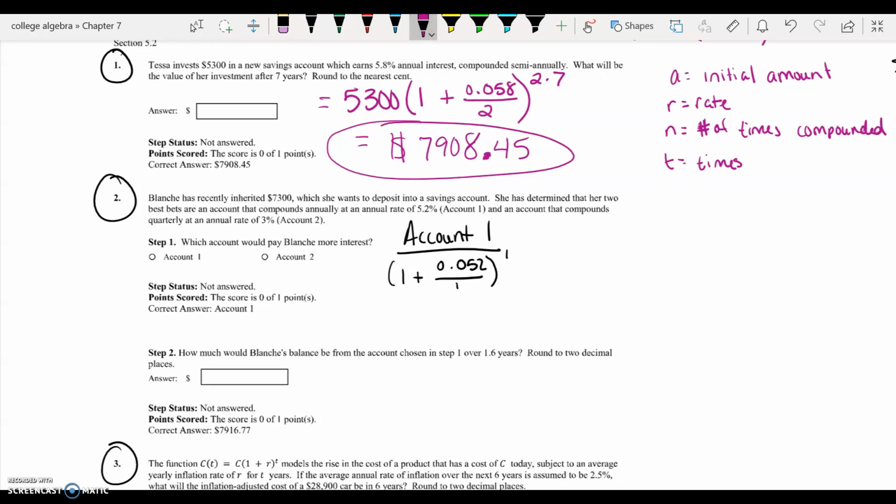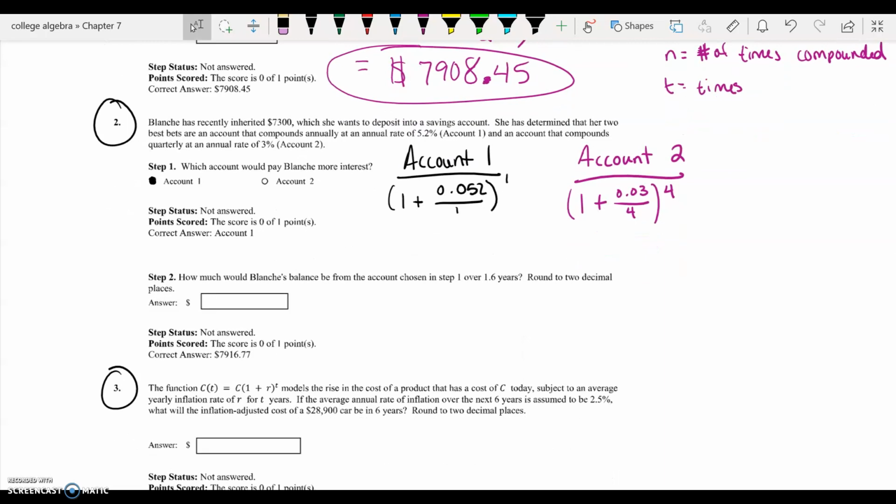Now you're going to figure out what that number is, and you're going to compare it to account 2, which I'm going to take 1 plus my interest rate, 0.03, divided by, this one says quarterly, so I'm going to divide by 4, and then take it to the 4th power. So whatever you're dividing by, that's what exponent you take it to. Now whichever one is the bigger number, that's the one that has more interest. So in this case, it's account 1.